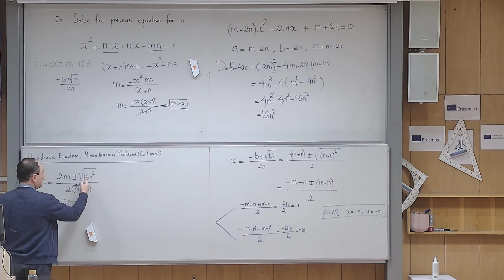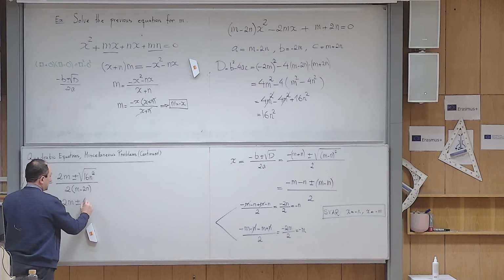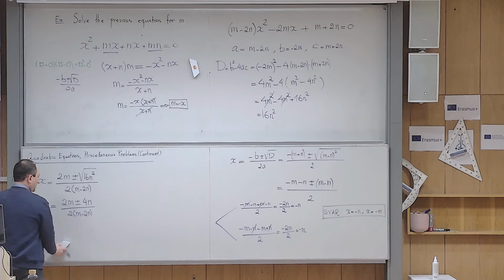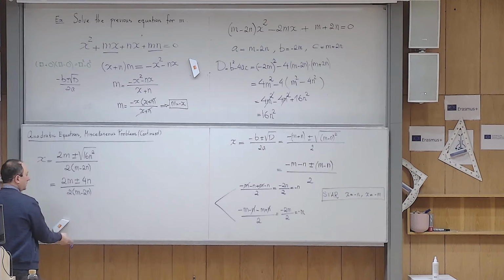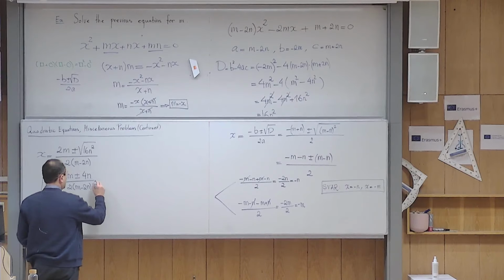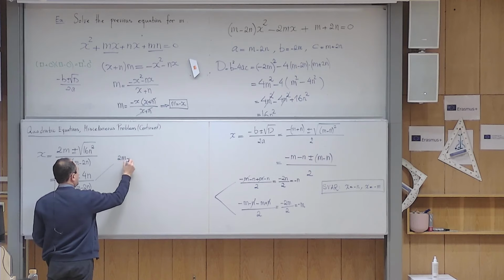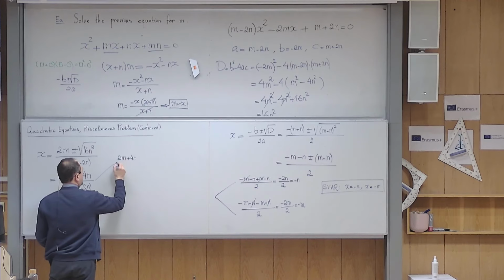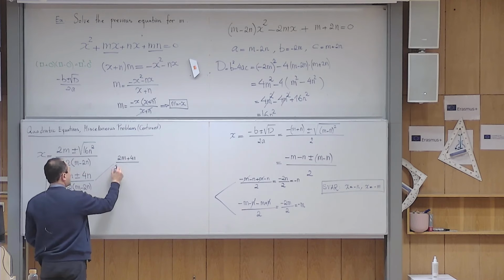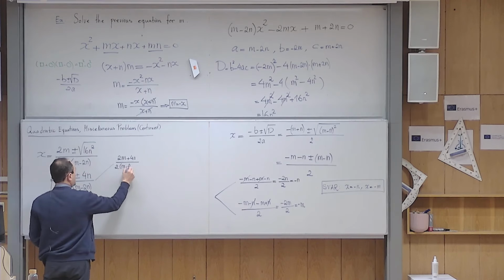What is the square root of 16n squared? Square root of 16 is? 4. Square root of n squared is? n. Divided by 2. Don't multiply. If you multiply, then you have to factor again. Okay, then you know what to do. I have two things to take care. One with the positive sign. So it becomes 2m plus 4n divided by what? 2 times m minus 2n.